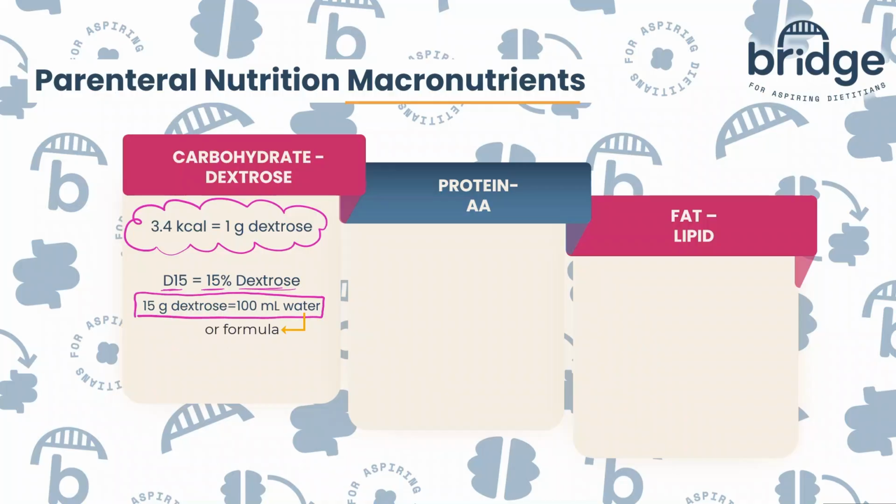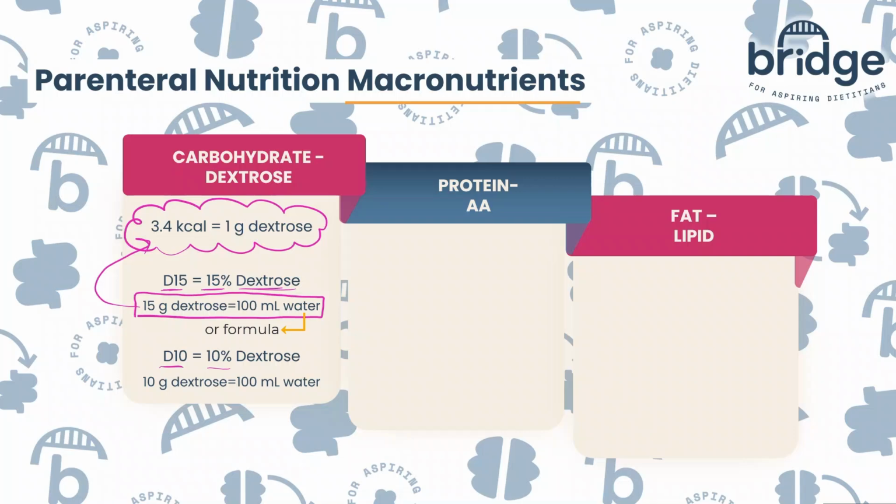So if we know the volume of nutrition that's being provided in milliliters, we can figure out how many grams of dextrose that is, and then using the amount of calories per gram as an equivalent statement, we can convert from grams to calories of dextrose provided by our solution. So if we had D10, again, D10, that means 10%. 10 grams of dextrose in the 100 milliliters of water-based peripheral nutrition solution.